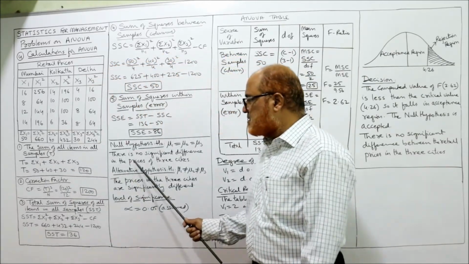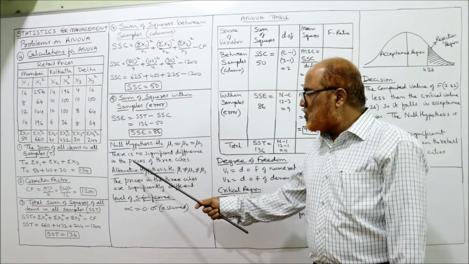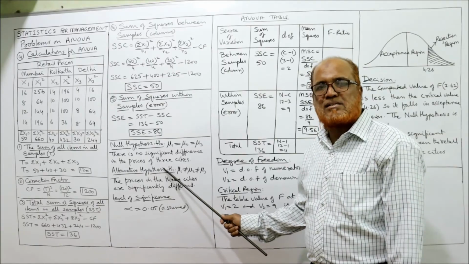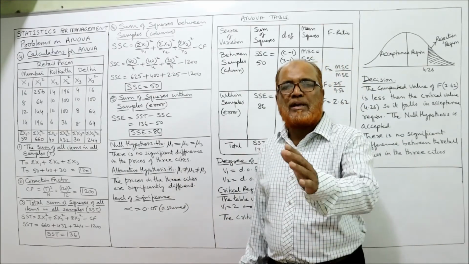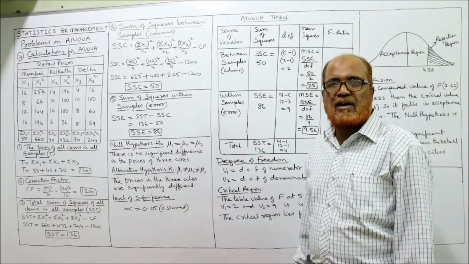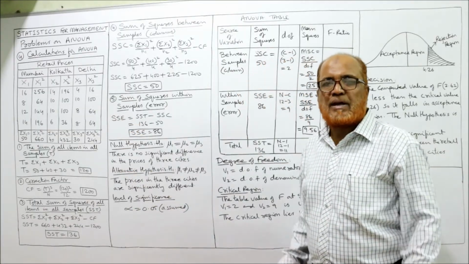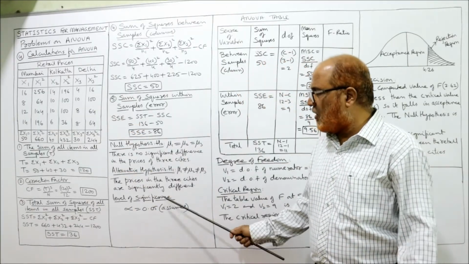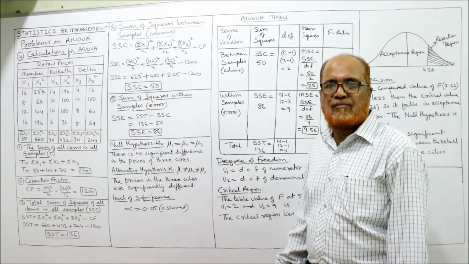Now, null hypothesis. Mu1 is equal to mu2 is equal to mu3. There is no significant difference in the prices in the 3 cities. Alternative hypothesis, mu1 not equal to mu2, not equal to mu3. There is significant difference in the prices of the 3 cities. The prices are significantly different. This is the alternative one. Level of significance, nothing is given, we assume 0.05.